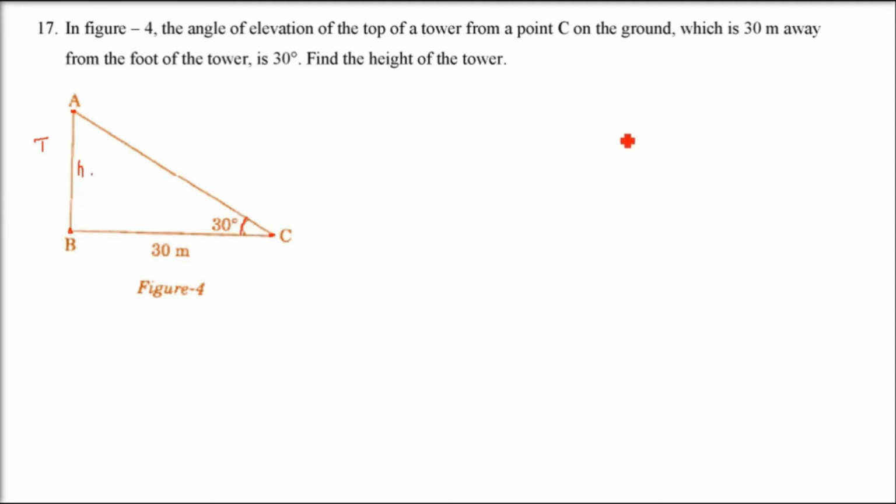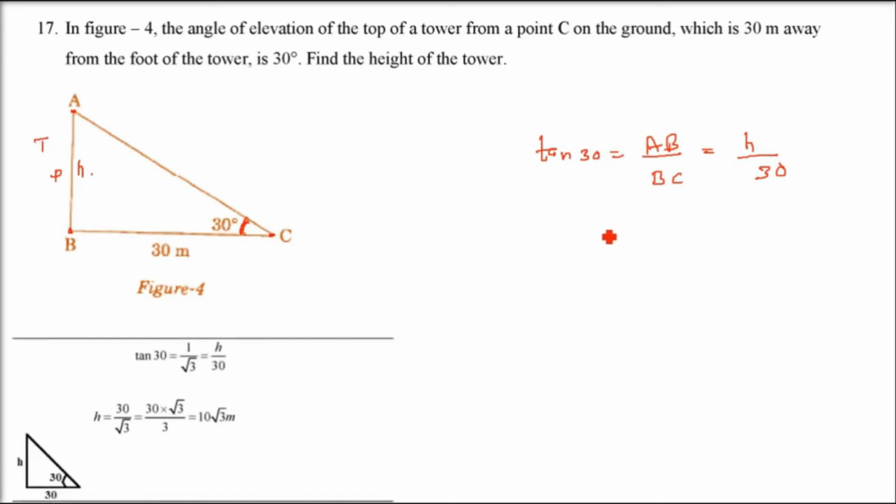So we'll use trigonometry, and we know that we'll use the tan angle. Tan theta is perpendicular by base. Tan 30 is perpendicular by base. So tan 30 equals AB, perpendicular is AB, by BC. BC is 30. AB we don't know, BC we know, it's 30, and tan 30 also we know, it's 1 by root 3. So H will be 30 by root 3.